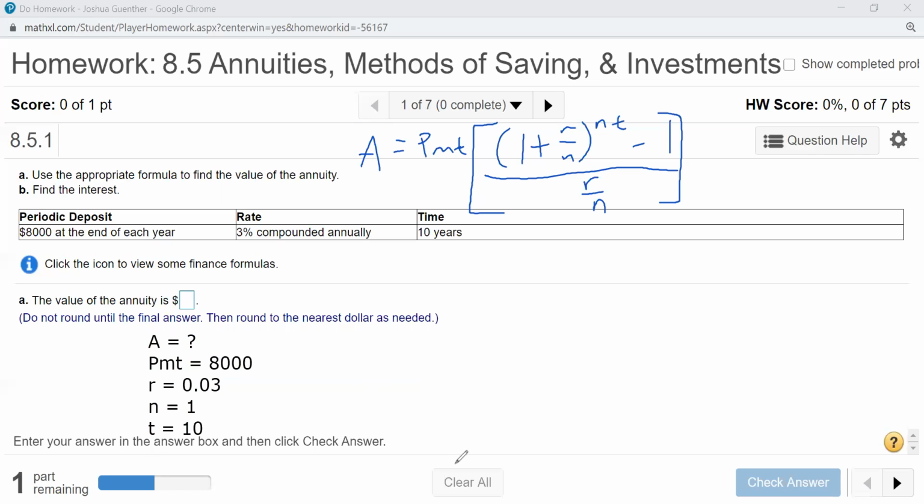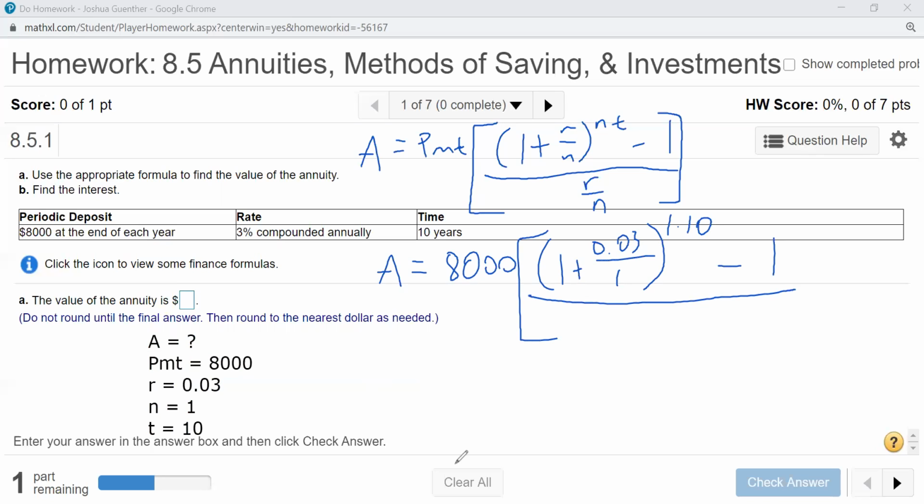So we have to set it up properly. A equals 8,000 times 1 plus 0.03 over N, which is 1, raised to the 1 times 10 power, minus 1, all over 0.03 over 1. Now, how in the world do you put that mess into the calculator?